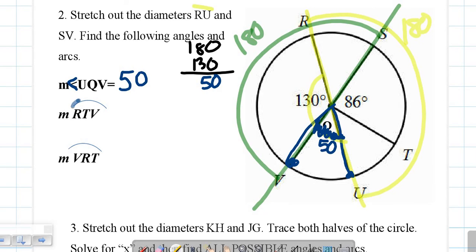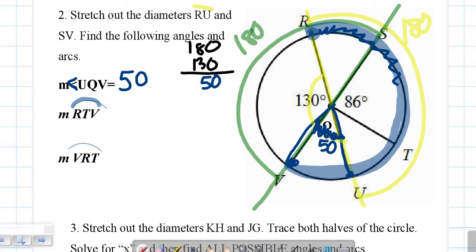Okay, now we're going to do the arc RTV. Remember, it's an arc, so it's on the edge of the circle, and we have to go in that exact order, RTV. So start at R, stay on the circle. It's really important that you stay physically on the circle, R, go through T, and end at V. That's the arc. Notice it's a major arc. So we're going to find the measure. You can see that we have 180 here, plus 50.